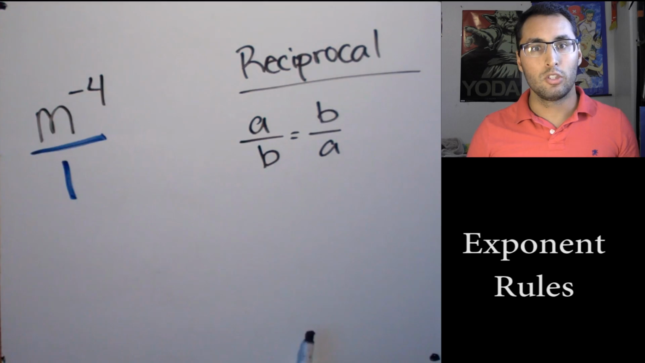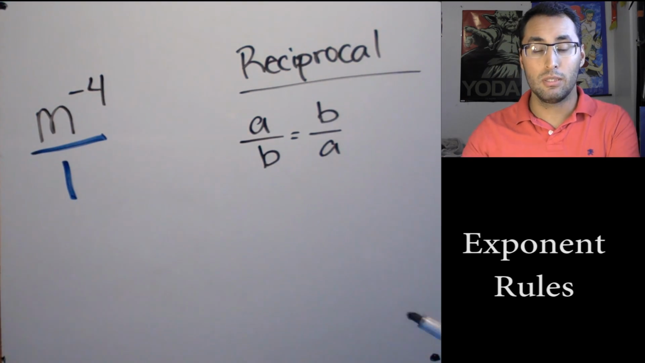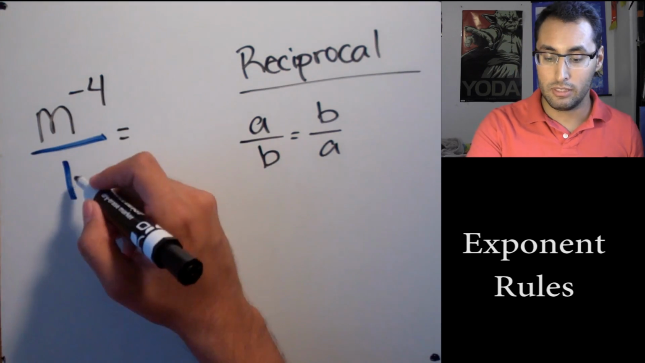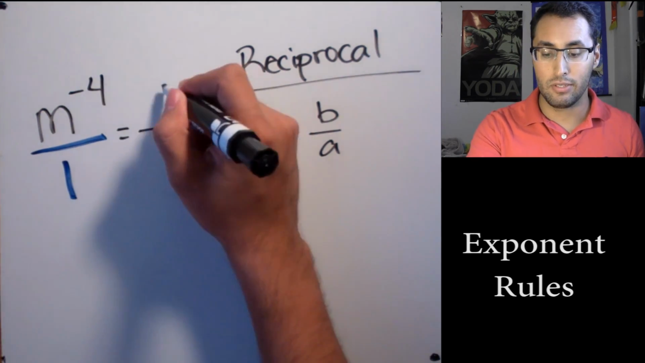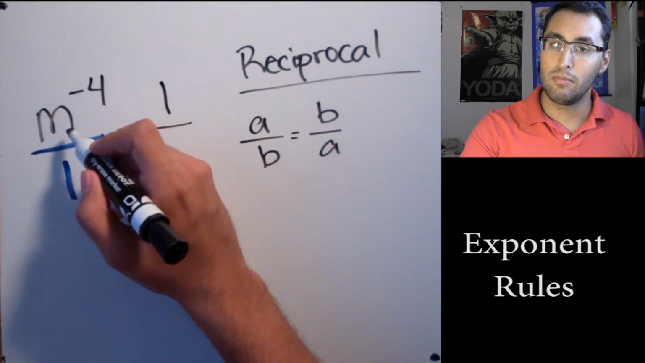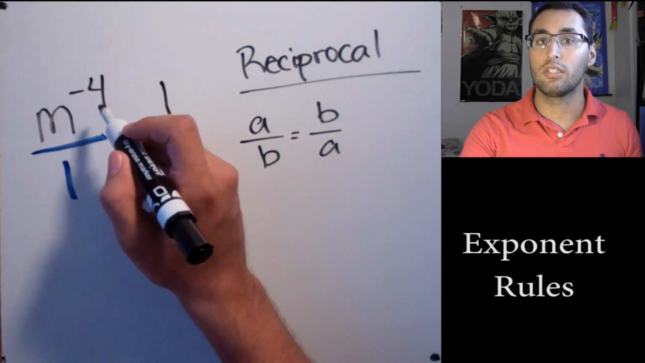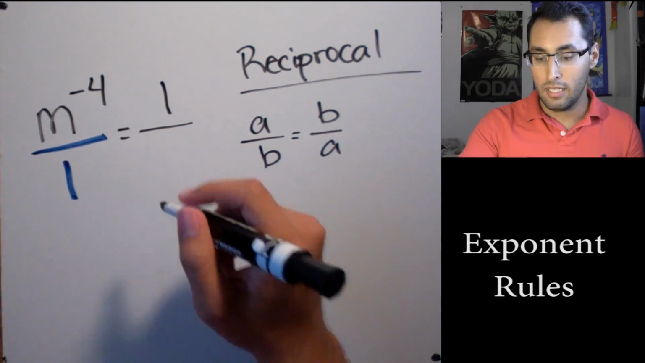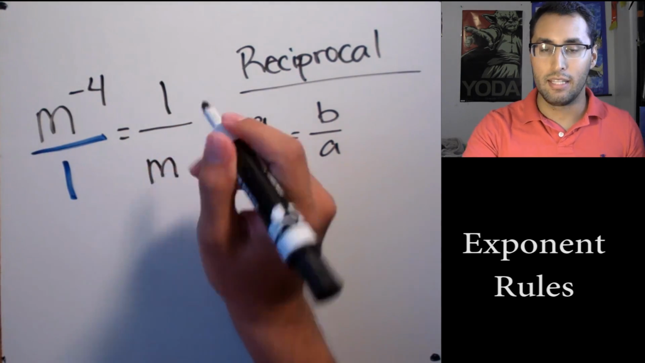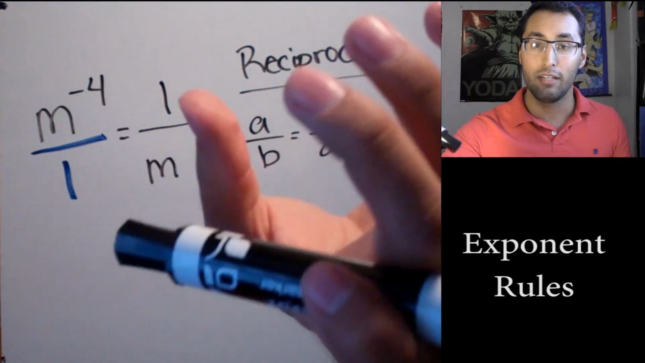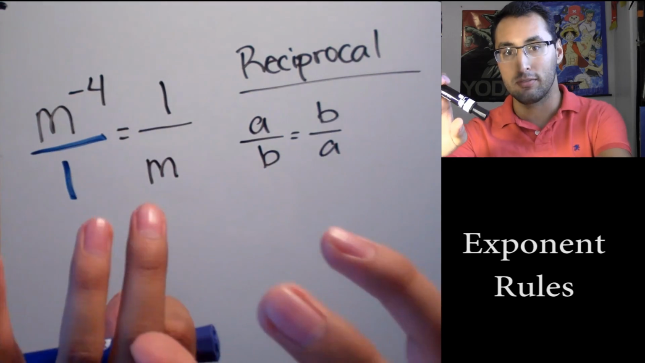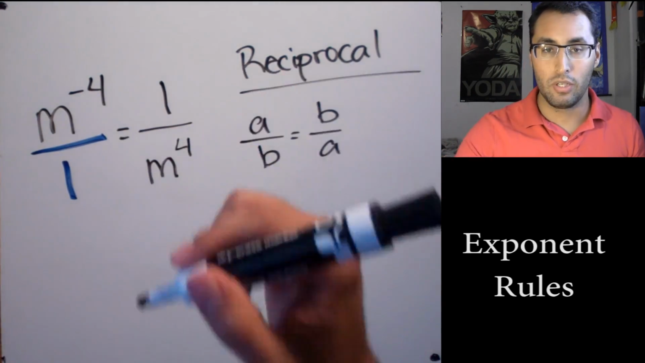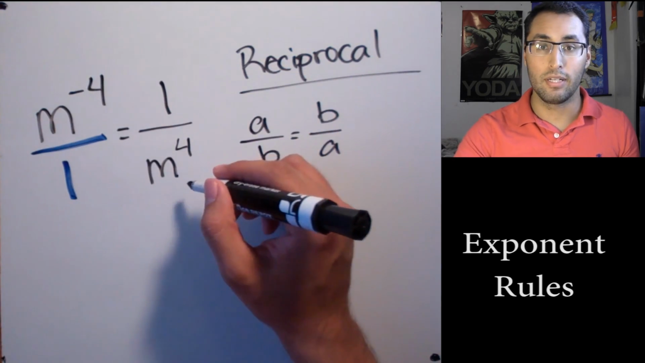Okay, so that's the key thing. Now we can use the reciprocal. We're going to switch the top and the bottom. Instead of 1 being on the bottom, it's now going to go on the top. Instead of m to the negative 4th on the top, it's going to go on the bottom. But a magical thing happens. When you do flip this, it becomes m. The magical part is where the negative 4 becomes a positive 4. So we're going to have 1 over m raised to the 4th power.